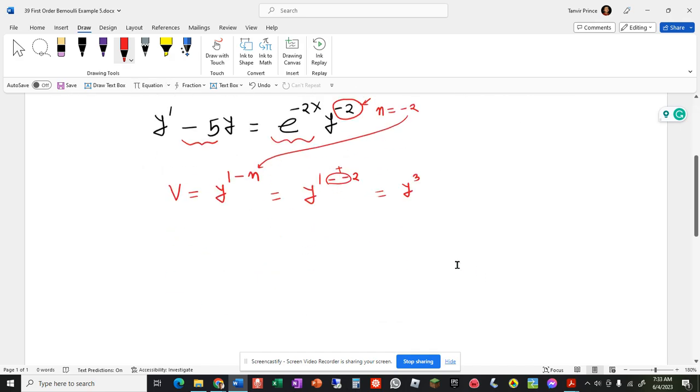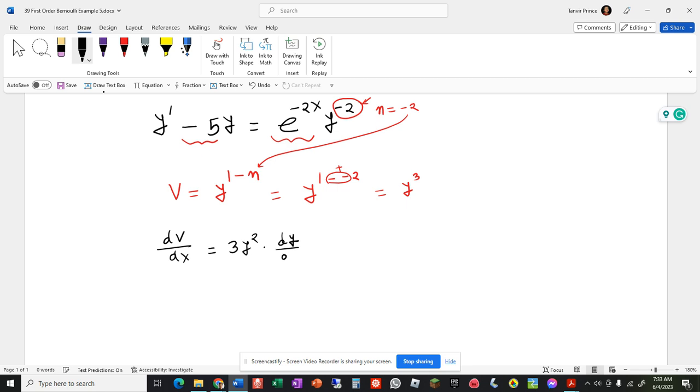So let's take the derivative of both sides with respect to x. So dv dx is equal to 3y square times dy dx. Don't forget the chain rule. So solve for dy dx. So I have to multiply both sides by 1/3 y to the power negative 2. That's the reciprocal. So when I multiply them, I get 1. And I'm just going to copy this side.